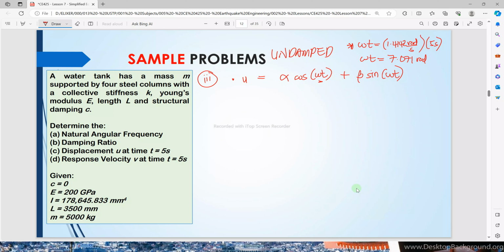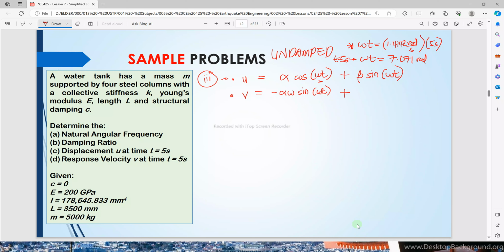radians. So we'll have that U is equal to alpha cosine omega t plus beta sine omega t. Let me rewrite that.